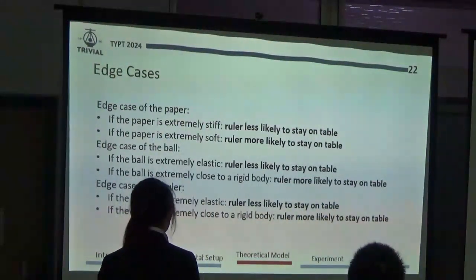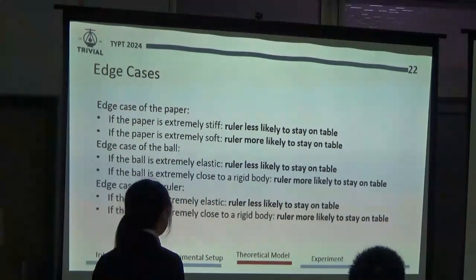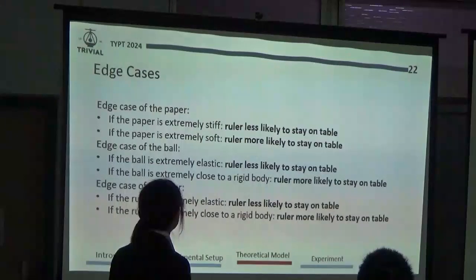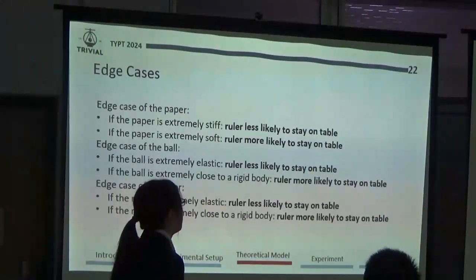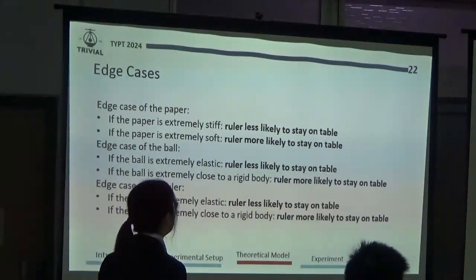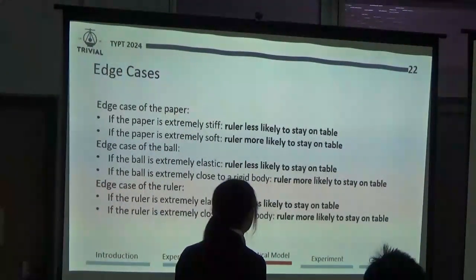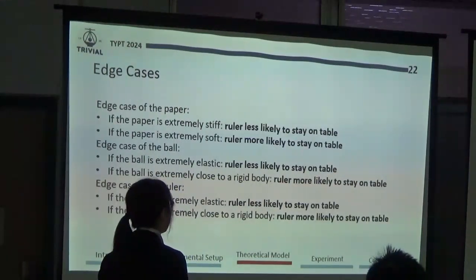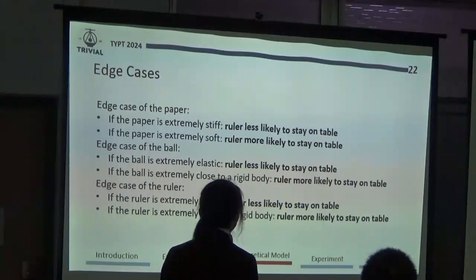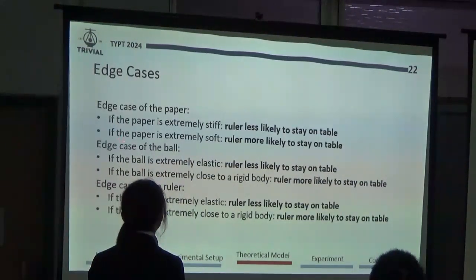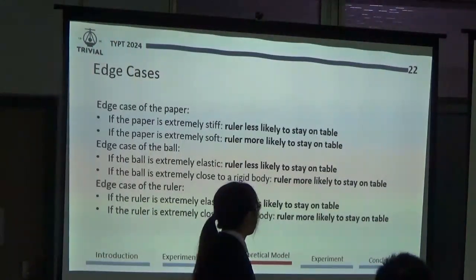Okay, so I'm going to talk about the edge cases. For the edge cases of the paper, if the paper is extremely stiff, the ruler is less likely to stay on the table because the paper is too difficult for the ruler to lift up, and so it is hard to create a pressure difference that is large enough to push the ruler back onto the table. Vice versa, if the paper is extremely soft, the ruler will be more likely to stay on the table.